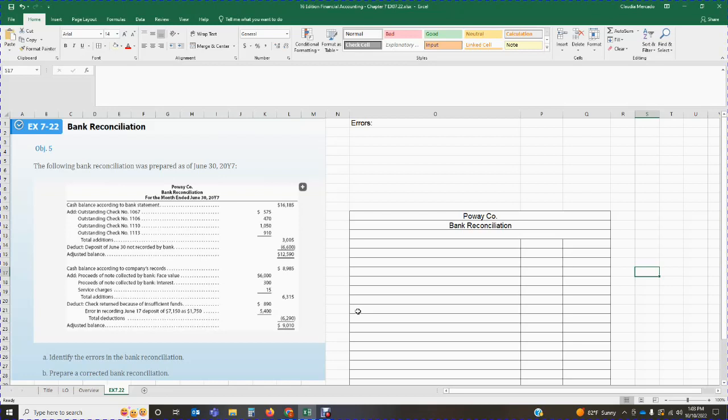By the time you have gotten to this problem, you should have read the chapter, because I'm not going to cover everything in depth. This is more application based. So make sure that you've read before you get to this point.